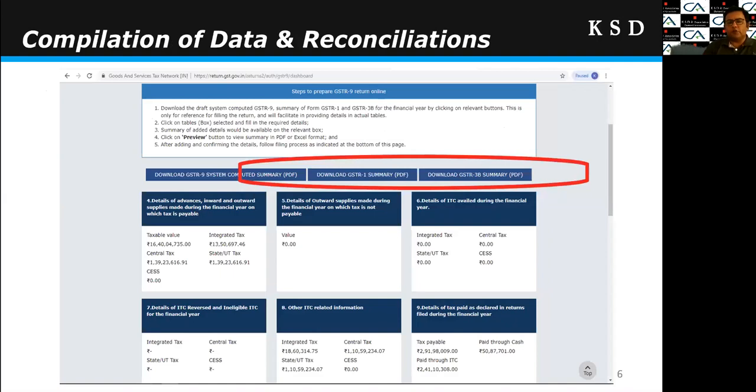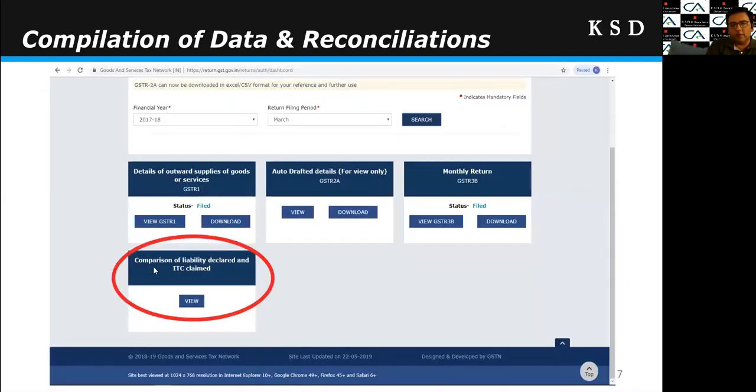After this, these are just screenshots showing where we can get the annual summarized GSTR 1 and summarized GSTR 3B from the portal. This is the annual return format, and from there we can get GSTR 1 and 3B in annualized format. And this is the comparison tab. By entering this tab, we can see various comparisons of output liability and ITC with 2A on a monthly basis, and this comparison will be really helpful in our reconciliations of various data.